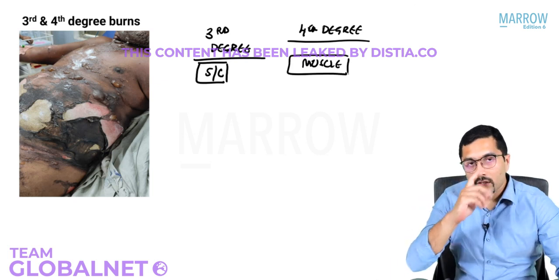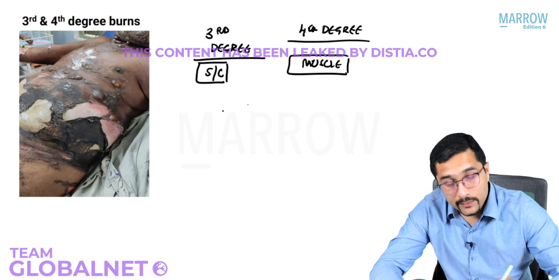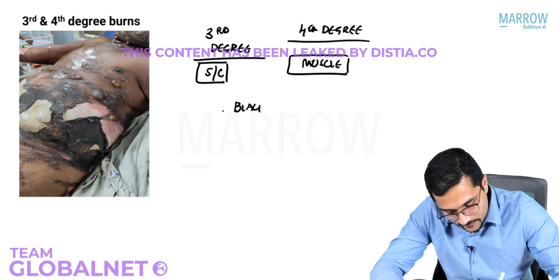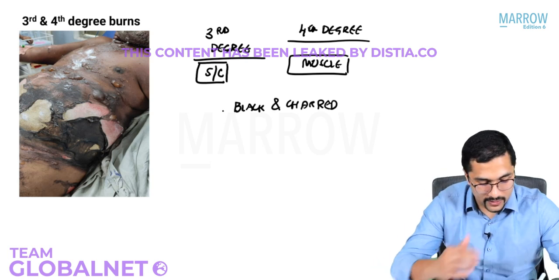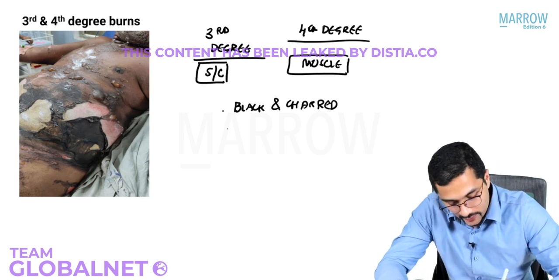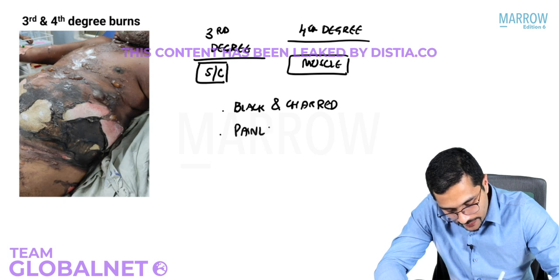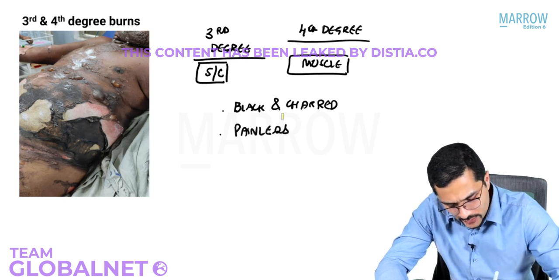Now the features of third and fourth degree burns are that these burnt areas appear black and charred. You can see in the image the area appears black and charred. It is absolutely painless.